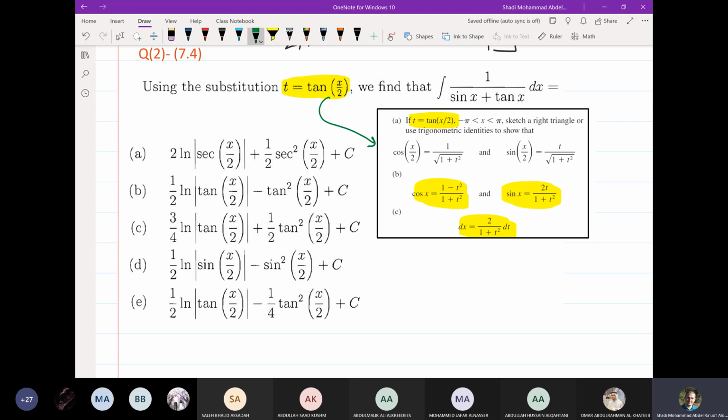Okay, let me go back to the question. Use this substitution to find the integration of this integral.